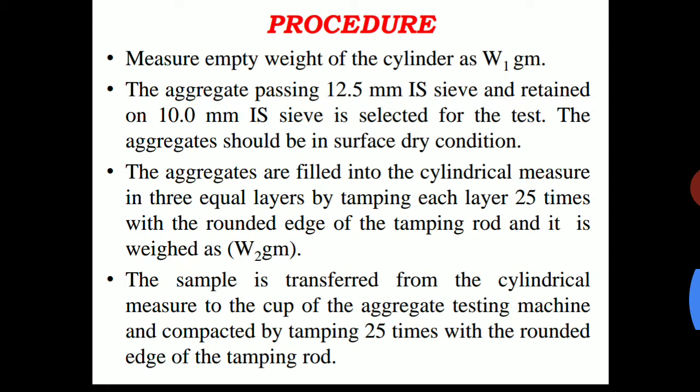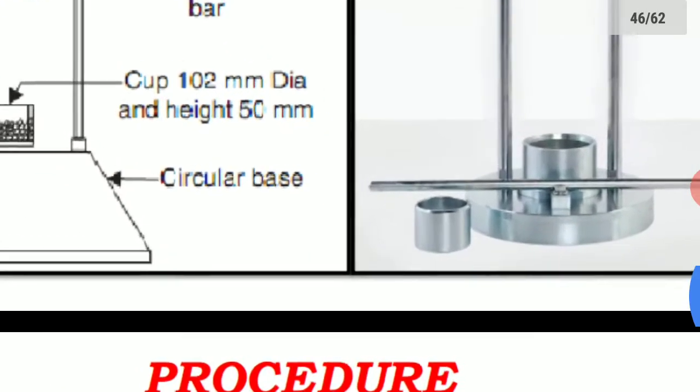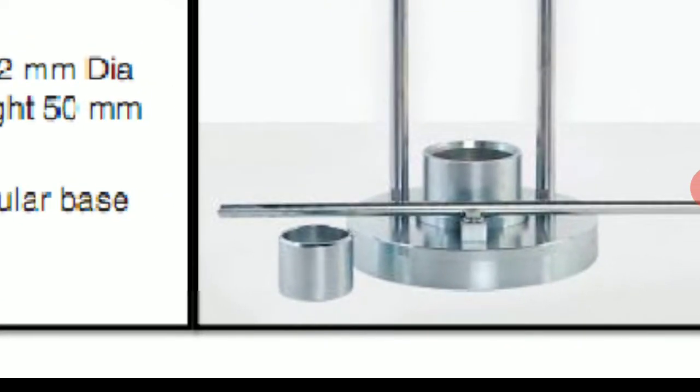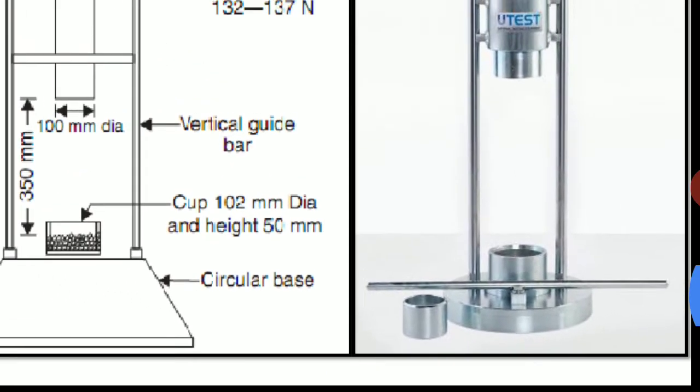Now the sample is transferred. Whatever aggregates are present in the cylindrical measure are going to be transferred to the cup, which is placed in the impact testing machine. So we need to place the aggregate with the cup. Here the cylindrical measure as well as the cup you already know. This aggregate will be placed in this cup, and we'll keep that for testing.